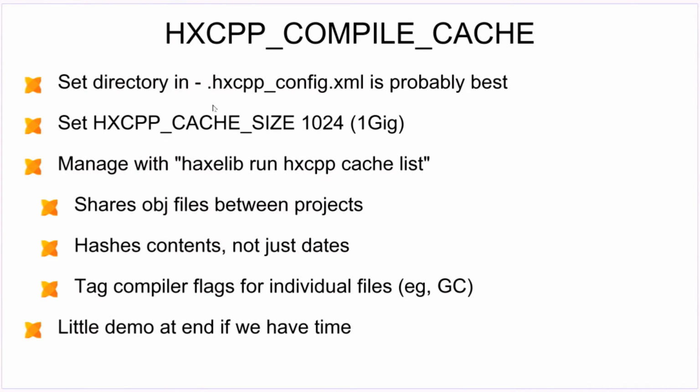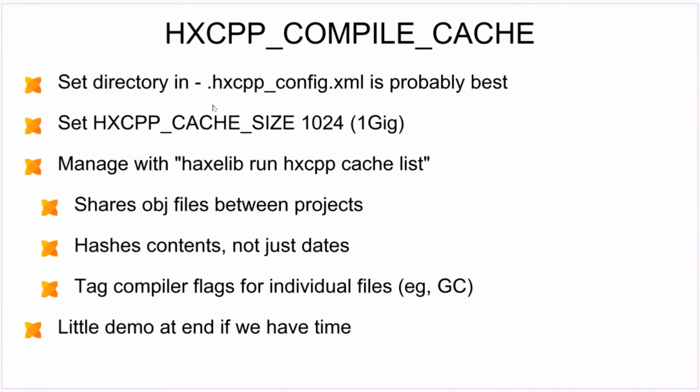And it works off the contents of the files, not just the dates. So if you copy a file from one place to another, it will still be able to find it in the cache. And if you change it and change it back, it'll still be able to find the old file in the cache.